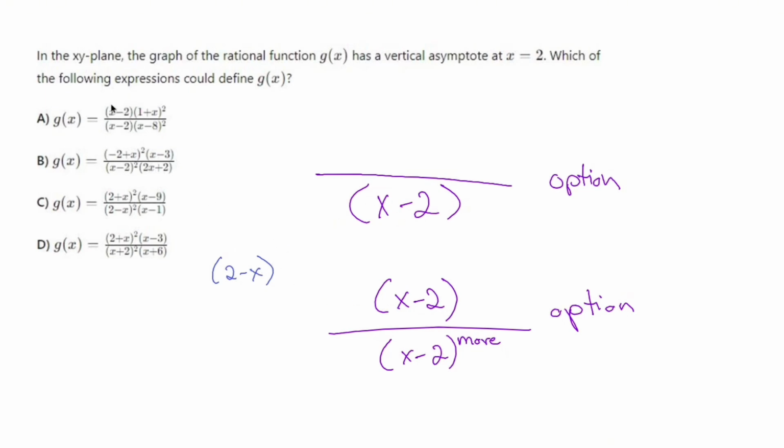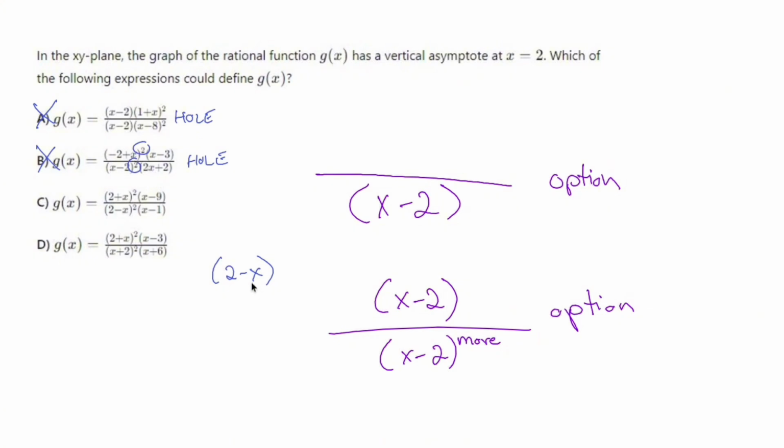You have an x minus 2 upstairs and an x minus 2 downstairs. That's a hole because they're the same exact thing. A is not going to be an option. Now this guy is basically x minus 2, just written backwards, but there's 2 of you up here and 2 of you down here. That is also a hole because it's the same exact amount, so it's not going to work.